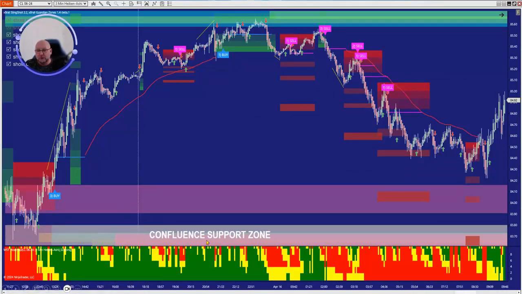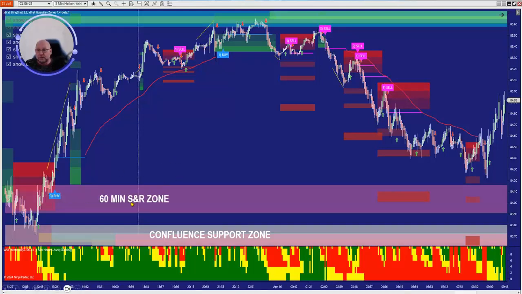So this time we've got a confluence support zone here. I can tell by the colours we've got 60, 30, 15 minute and even a daily support zone there. So it bounces off there, and this red pullback zone fails. Okay, there's no signal to go short at this point.